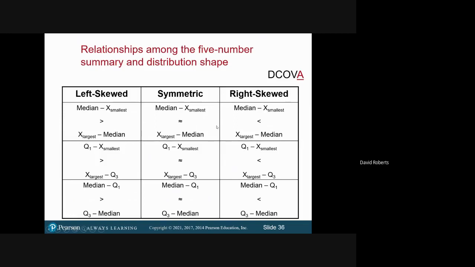Just pay attention to the mean. If the mean is to the left, is the smallest number, it's left skewed. If the mean is to the right, or the highest number compared to the median, it is right skewed. If the median and the mean are the same, then there's no skewness.